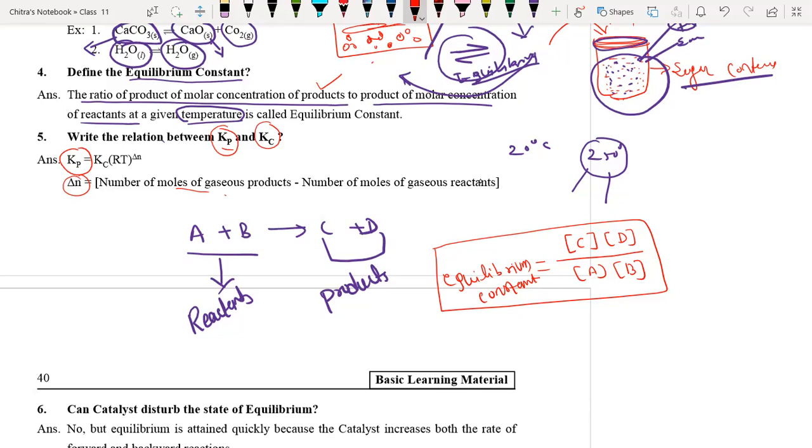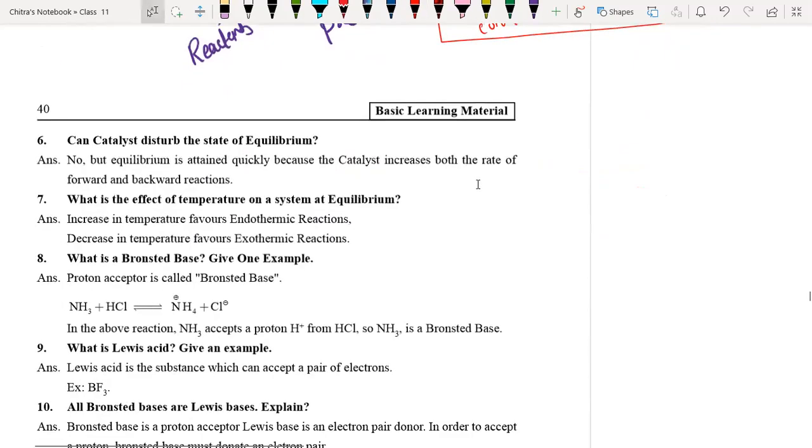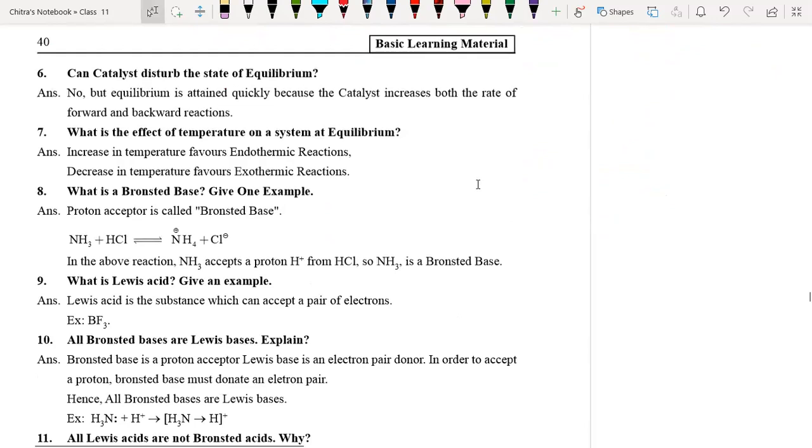Then we have, can a catalyst disturb the equilibrium? It says no. If it is at equilibrium, then it is not going to disturb it. Equilibrium is attained quickly because the catalyst increases both the rate of the forward reaction as well as the backward reaction. That's why it has no effect. Whenever we use a catalyst, it will increase the rate of both the backward and forward reactions.